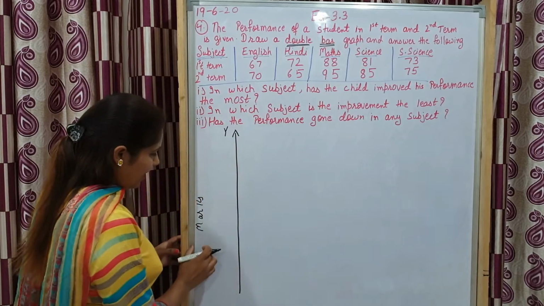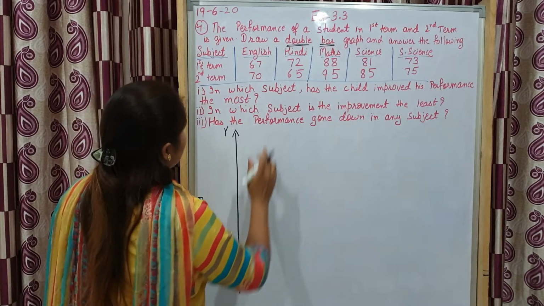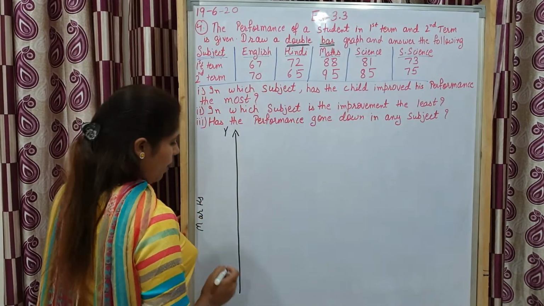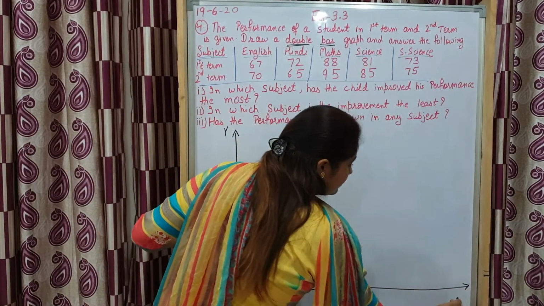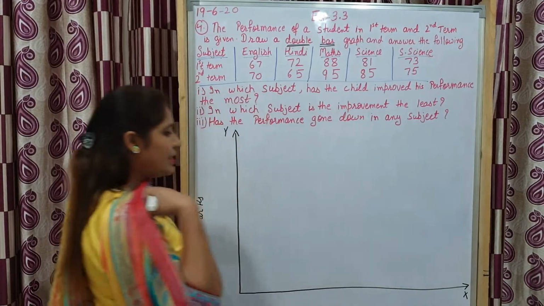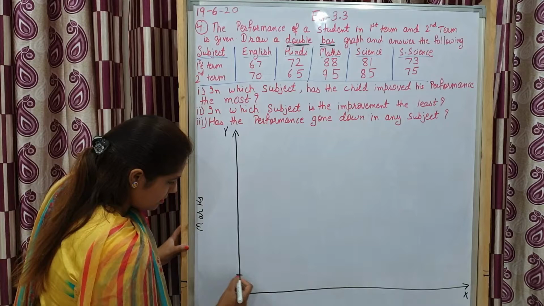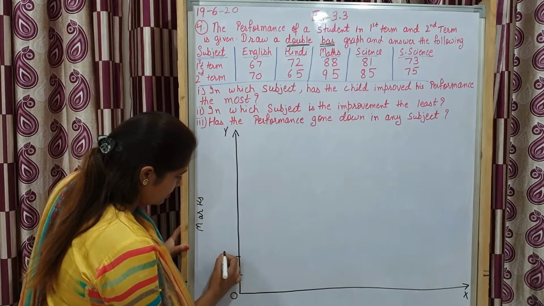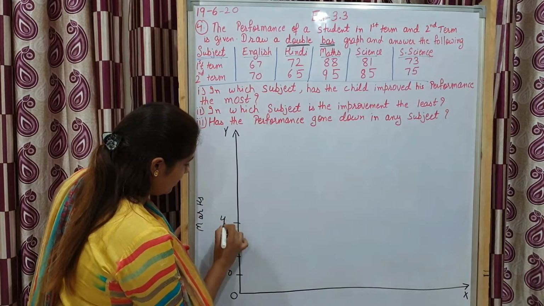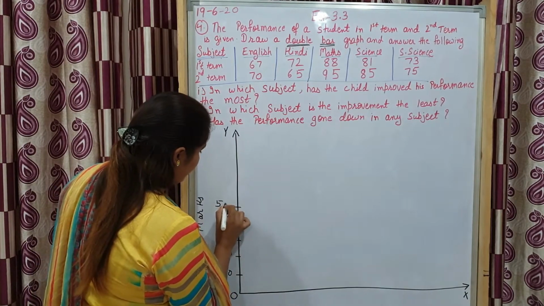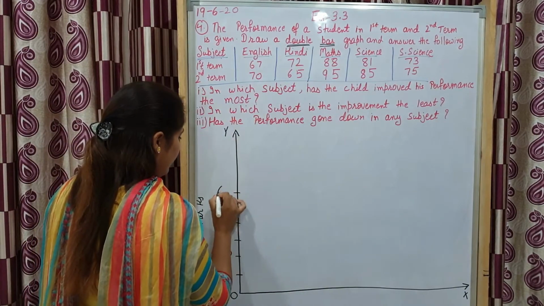So here I am going to write marks. Remember student, this is very important. Whatever you are taking, you have to mention here. Marks are here. Now I am going to take a gap of 10. This one is the horizontal line. That is why I have written x here. Now 0, 10, 20, 30, 40, 50. Maximum is 95, so we will write till 100.